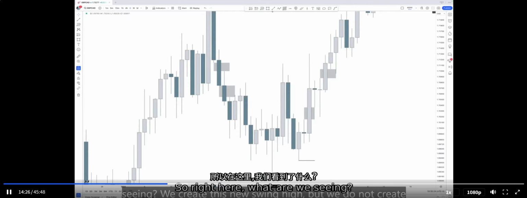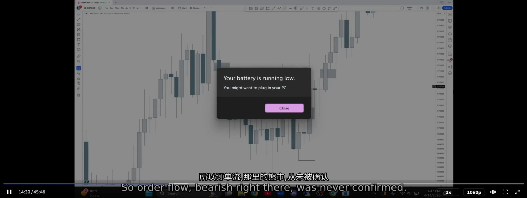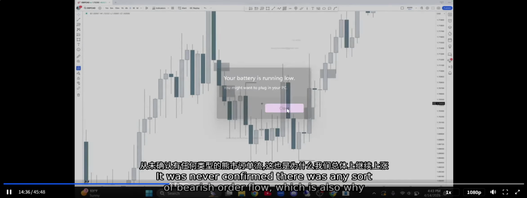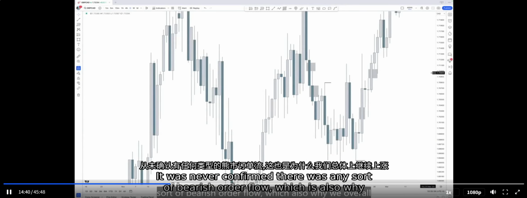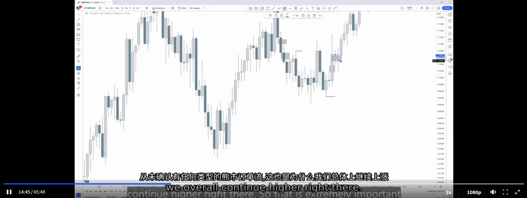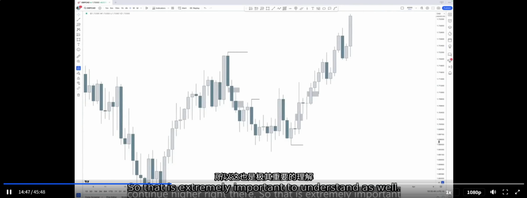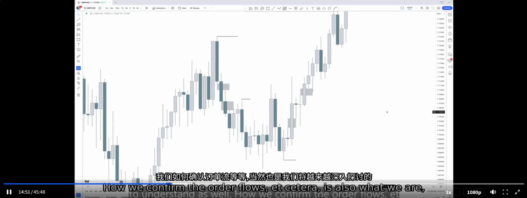So right here, what are we seeing? We create this new swing high, but we do not create a new daily fair value gap lower. So bearish order flow right there was never confirmed. It was never confirmed there was any sort of bearish order flow, which is also why we overall continue higher right there. So that is extremely important to understand as well, how we confirm the order flows, etc.